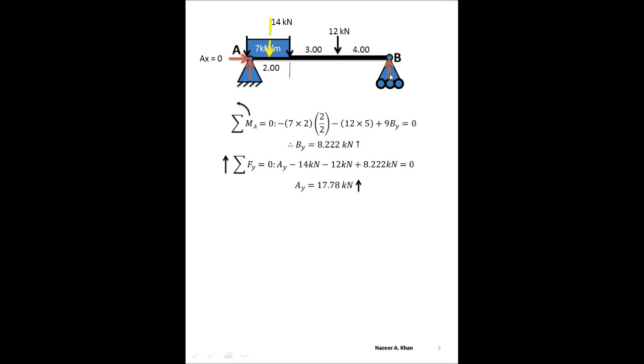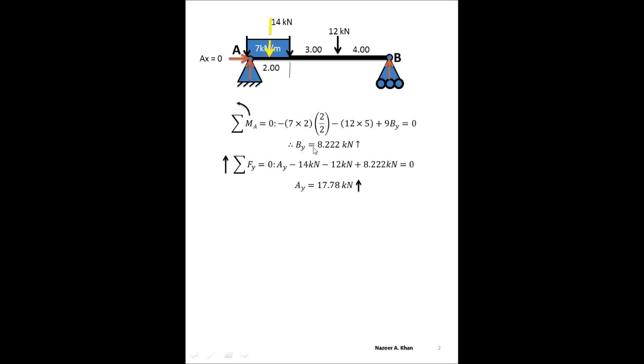We also have a moment that's going to be created by By here. It's going to go that direction. And that particular moment has a perpendicular distance of 2 plus 5 plus 2, which is 9. So 9 times By in the positive direction. When you crunch those numbers, you're going to have 8.222 kilonewton as your reactant force.